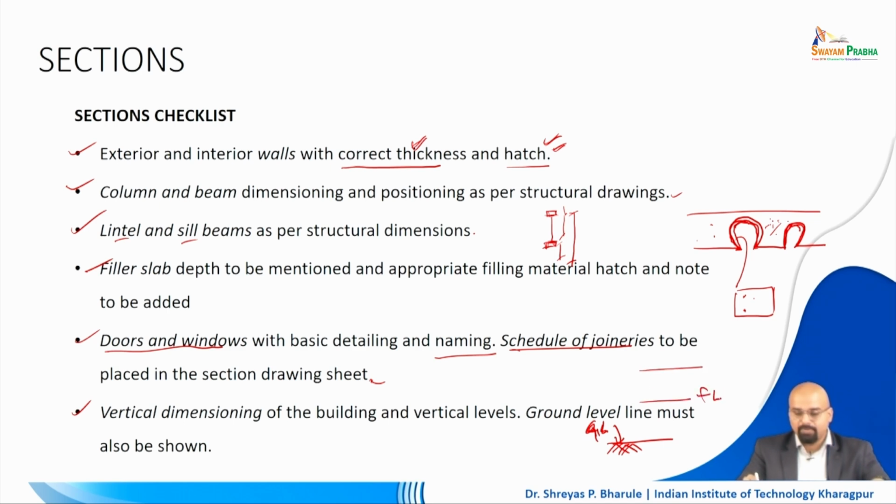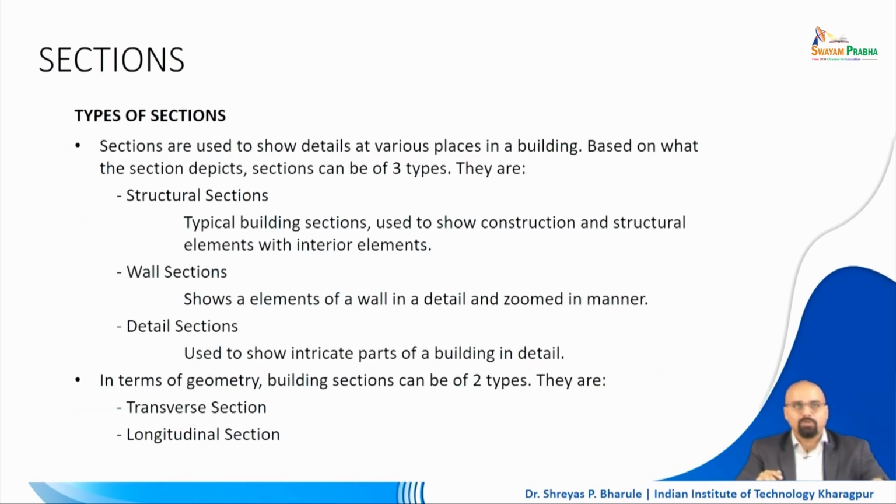So, this is maybe floor level 1, this is floor level 2, so on and so forth, right. So, these are different heights and dimensions which are to be mentioned clearly, okay, very important. Moving on to next. Now, what are the different types of sections that we have, right.